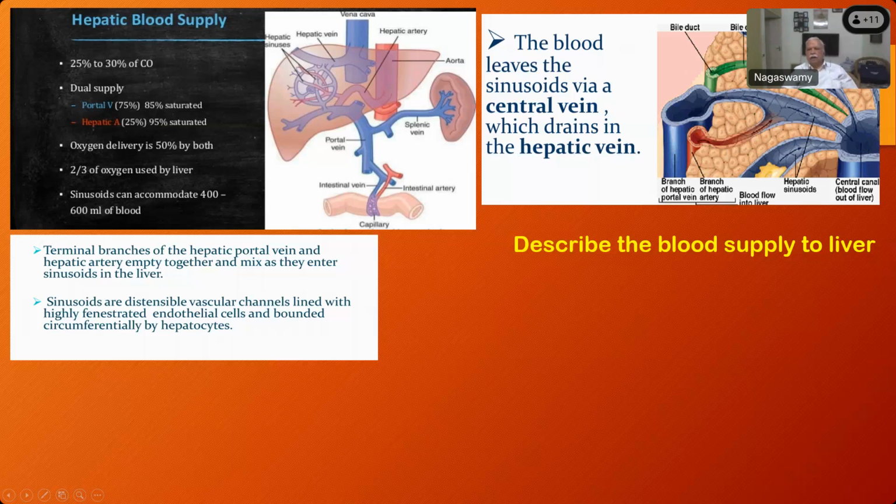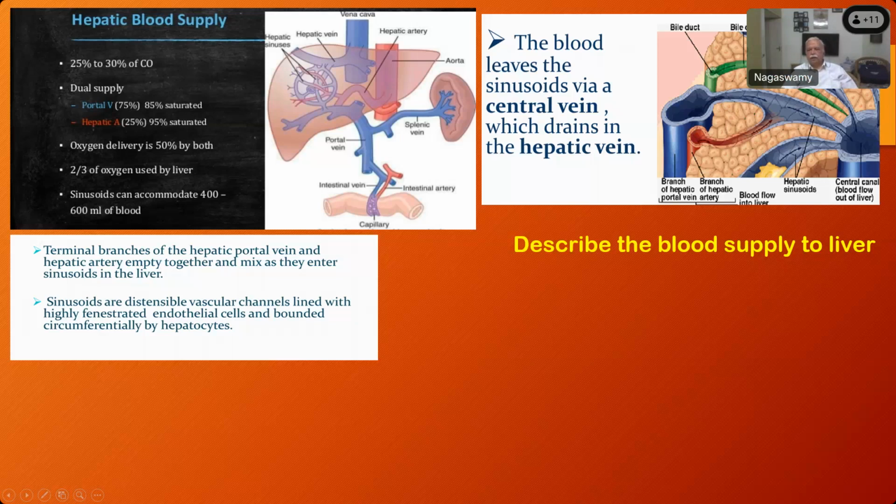And in between, in the sinusoids, you have the Kupffer cells. What are Kupffer cells? What is their function? Macrophages, sir. They are nothing but macrophages. And what do they do? They protect from any toxins or bacteria. These are the policemen of the liver cells.